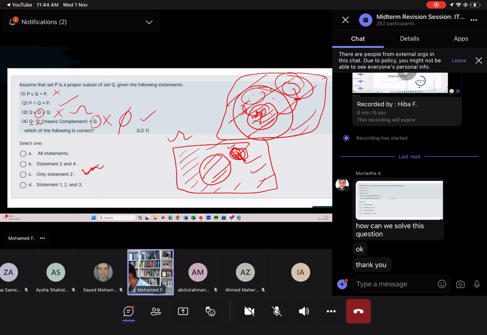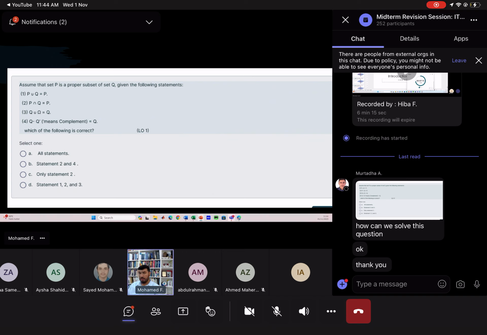It's not 2, it's 2 and 4. Thank you very much for looking at that. So 2 and 4 is the correct answer. Q minus Q prime, because anything which is not in Q, they are not overlapping each other. That's why it's still Q.